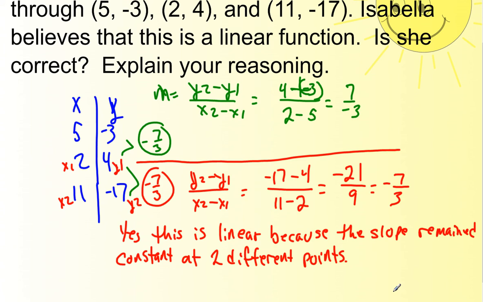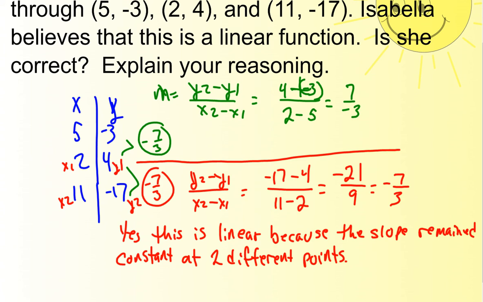There we go. Is she correct? And explain your reasoning. Yes, this is linear because the slope remained constant at 2 different points. And if you were unsure, we only have these 3 points here, but you could try different pairs, and you're going to find for all 3 of these, no matter what combination you use of the points, you're going to get the same slope of negative 7/3. So this is linear.